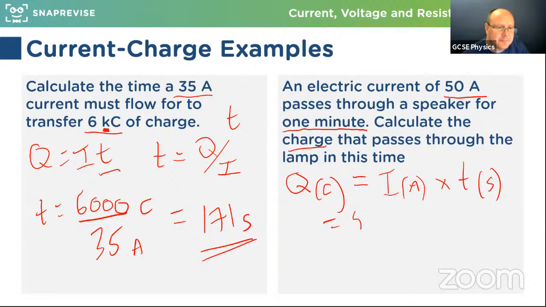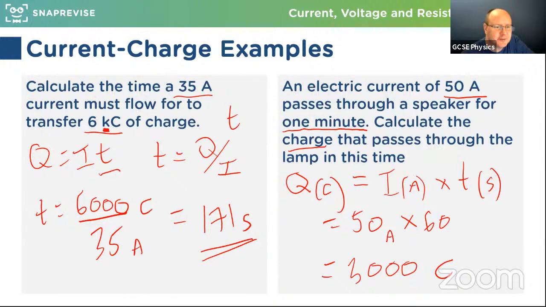We've got 50 amps. What are we going to use for time? 1 minute. Thank you, Evan. Yep. Brilliant. Thanks a lot. So of course, convert a minute to seconds. So we got 50 times 60, which, as some of you have already put in the chat, is 3,000.